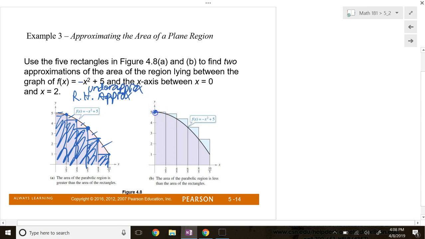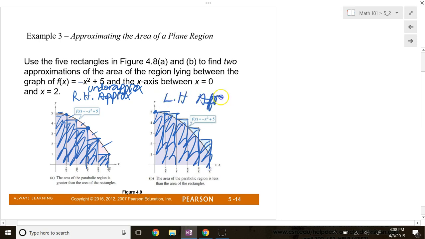Whereas over here, I'm taking the left hand side for the height. So I've got this over approximation, the over approximation for the left hand. Okay, so if we were to sketch this out, let's do the right-hand approximation.